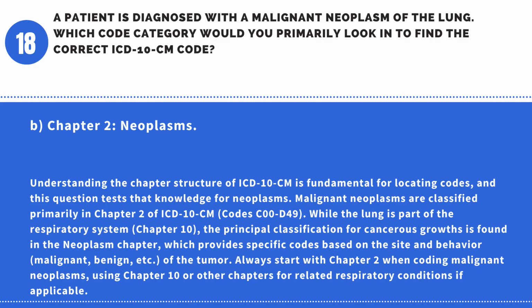Chapter 10, the principal classification for cancerous growths is found in the neoplasm chapter, which provides specific codes based on the site and behavior, malignant, benign, etc., of the tumor. Always start with Chapter 2 when coding malignant neoplasms, using Chapter 10 or other chapters for related respiratory conditions if applicable.